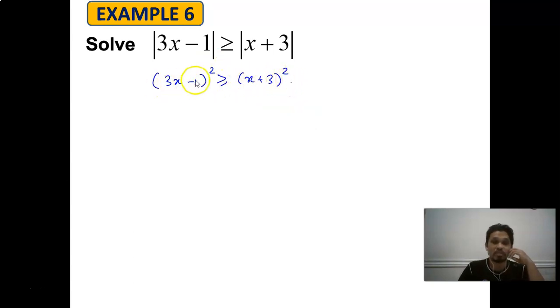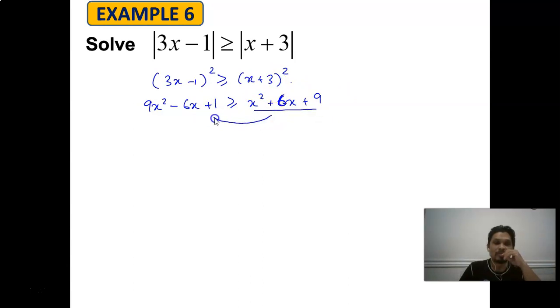So expand it one by one. 3x times 3x, 9x squared. 3x times negative 1, minus 3x, another negative 3x, so negative 6x. Negative 1 times negative 1, plus 1. Okay, x times x, x squared. x times 3, 3x, another 3x, come out with 6x. And 3 times 3 equals 9. So then, bring this to the left side.